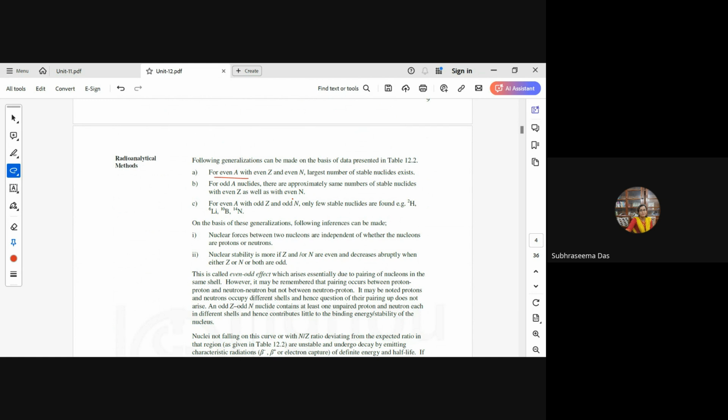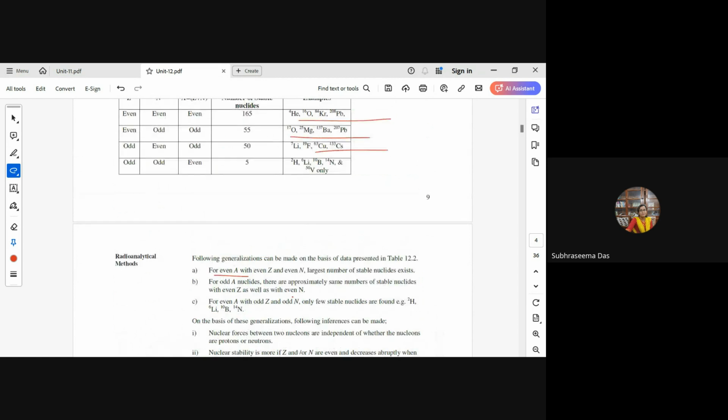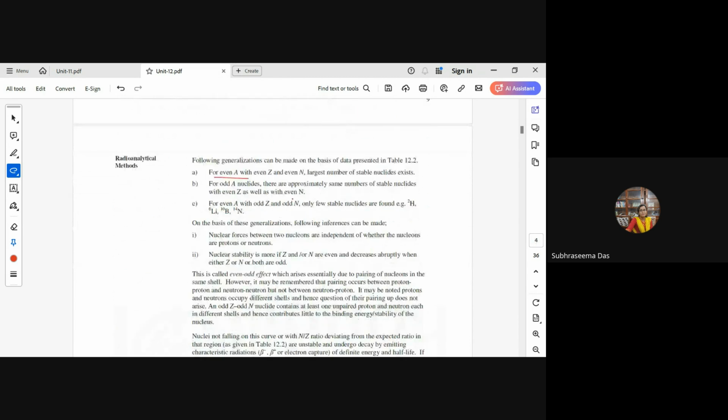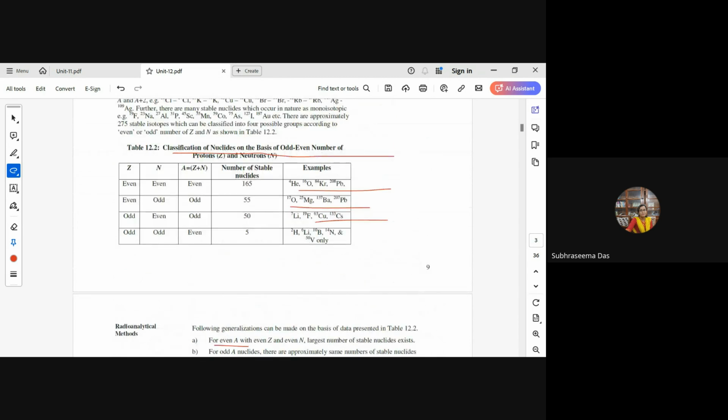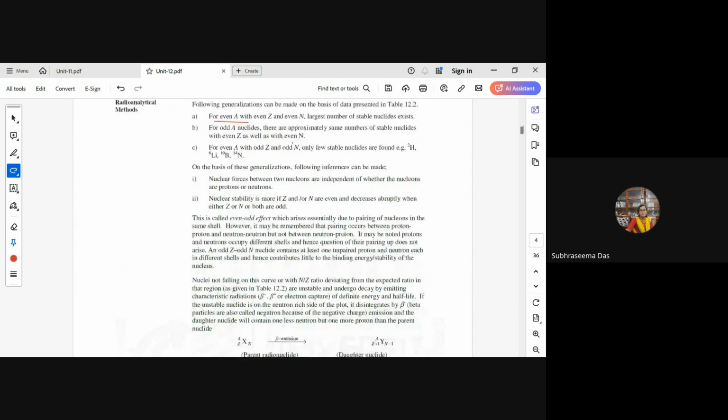For the third generalization, we can see from table 12.2 that for even A with Z odd and N odd, only a few stable nuclides are formed. Here, in the last case, Z is odd and N is odd. However, the number of stable nuclides that results is very small, only 5. So, based on these generalizations, two major inferences were made.